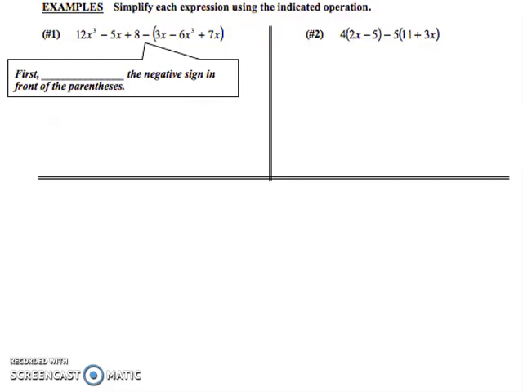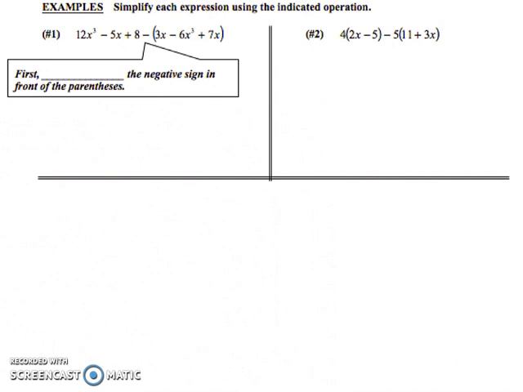This is Precalculus Section 1.3 Day 1 Notes. Today we are going to be talking about combining algebraic expressions, and everything from this section today is going to be review. So we're just going to dive right into our examples here.